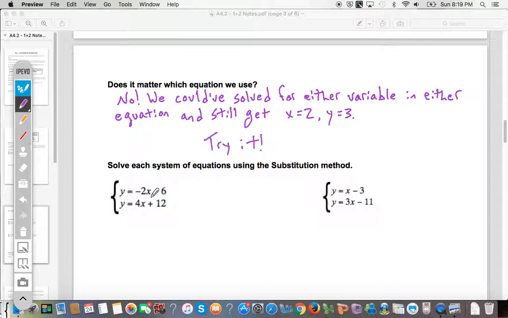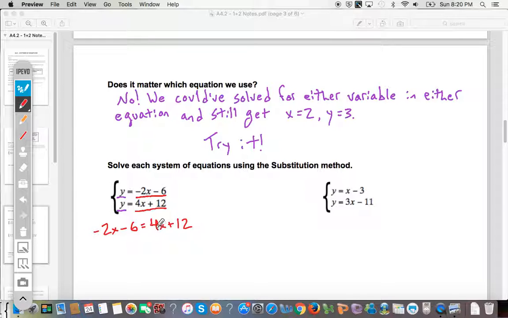Okay? So let's take a look at these two examples right here. Okay? Look at this one first. So we have y equals negative 2x minus 6, and y equals 4x plus 12. Okay? So since y equals negative 2x minus 6, and y also equals 4x plus 12, I'll set these two expressions equal to each other. So I have negative 2x minus 6 equals 4x plus 12.